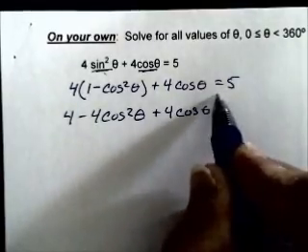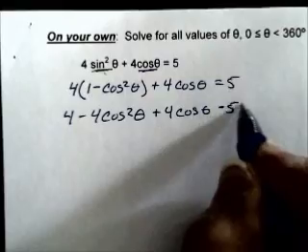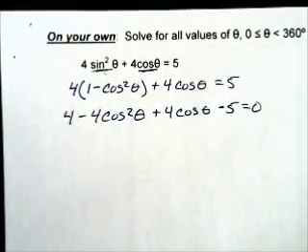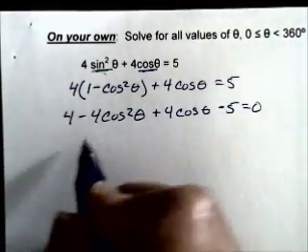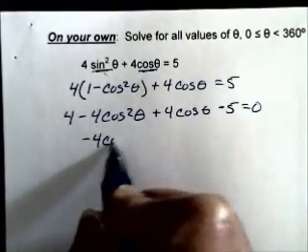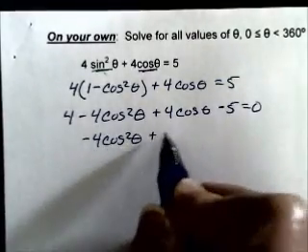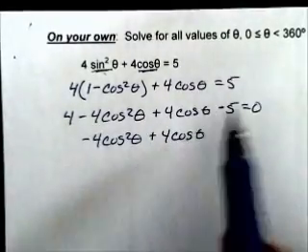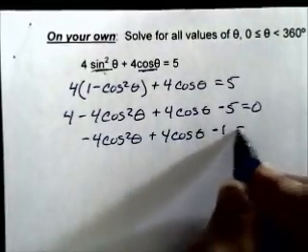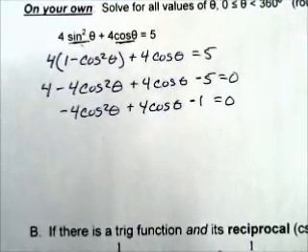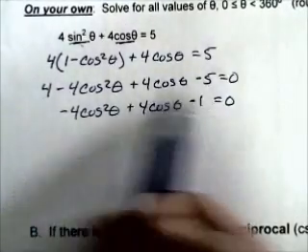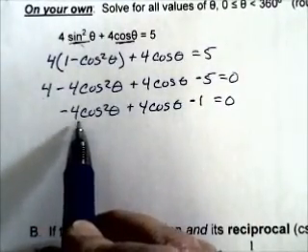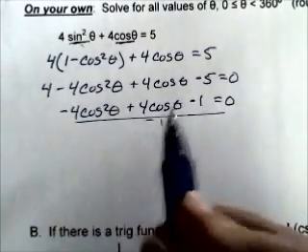I'm going to bring 5 over in the same step. Minus 5 equals 0. Now combine like terms. This is my quadratic term and my linear term. And now the constant, positive 4 and negative 5 is negative 1. Again, we always want to start off with the lead coefficient being positive, so I'll divide everything by negative 1.